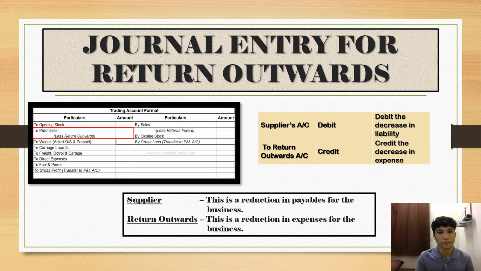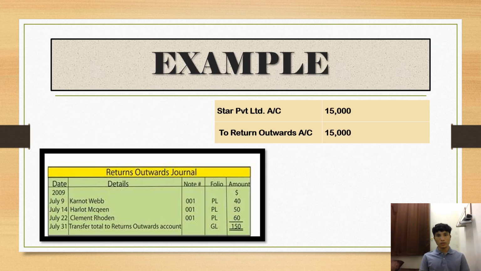Trading account format. We have particulars and amounts. The left side is the debit and the right side is the credit. So, an example from a return outwards journal: Star PVT Ltd account 50,000, to return outwards account 50,000. The return outwards journal has dates, details, notes, folio and amounts.